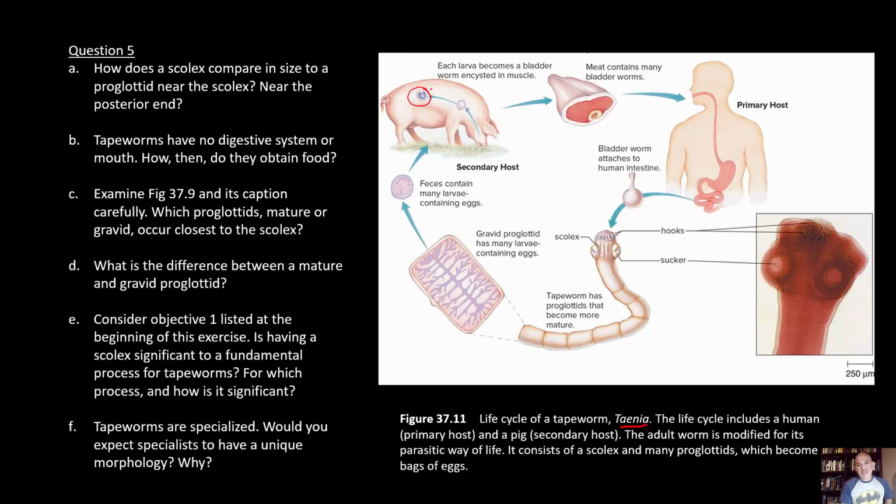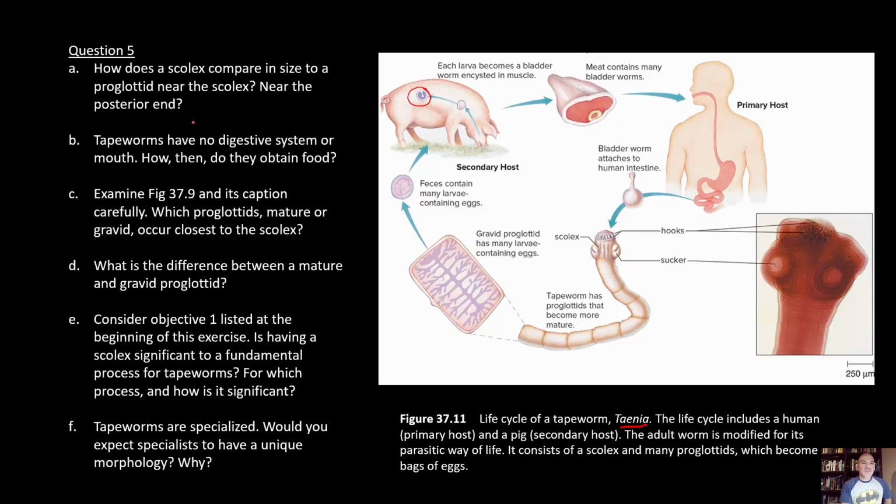With the pork tapeworm, the larva gets encysted within the flesh, the muscle of the animal, and then, of course, we eat pork chops and bacon and all that kind of stuff. And if it's not cooked very well, and you don't kill the larva, you could get infected with this tapeworm.